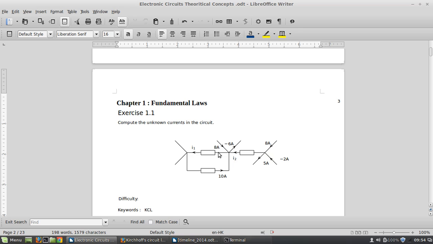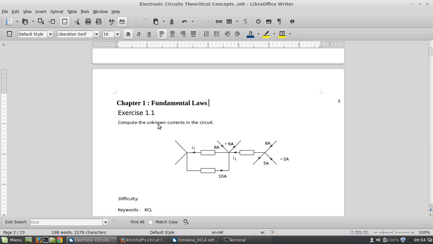Guys, I haven't discussed any techniques for you before. The difficulty I have given here is null. There's no difficulty; it's a simple exercise. The keyword for solving this exercise is KCL, that means Kirchhoff's current law.